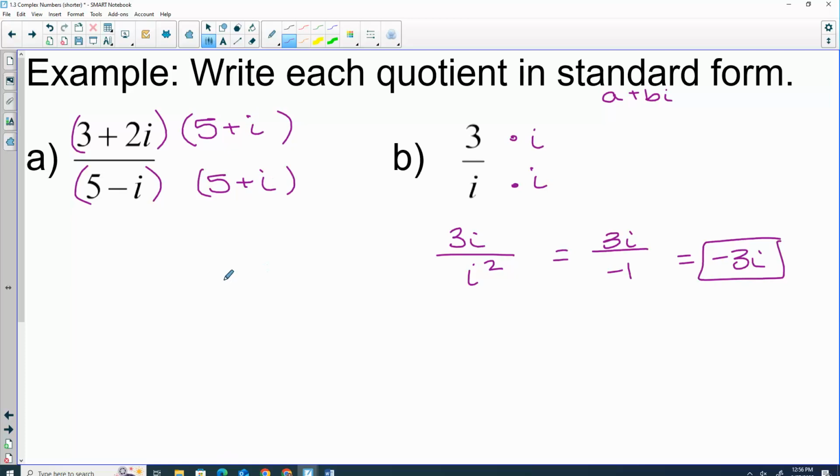And how do we multiply these? FOIL. So we get 15 plus 3i and plus 10i, so plus 13i. Are you guys okay if I go ahead and combine those like terms as I'm foiling? Okay. On the bottom, when we multiply, we get 25. Plus 5i and minus 5i cancel, minus i squared.